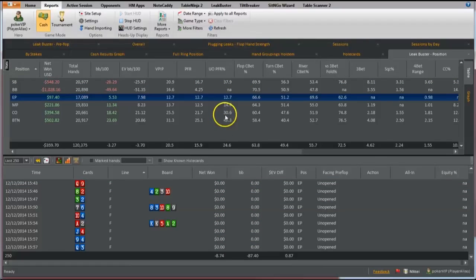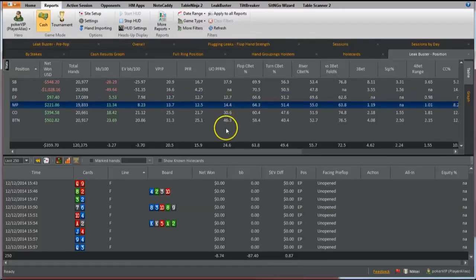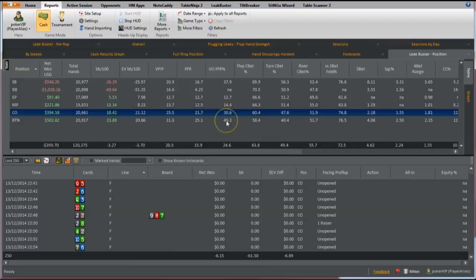so this is pretty close to what it should be. MP raise first in should be about 18%, and we can see here it is raising about 14.5%, so he's not raising as aggressively as he could be from MP, so that's going to have an effect on his overall VPIP and PFR also. Unopened preflop raise from the cutoff generally should be about 26, so here it is actually very aggressive from the cutoff in this particular situation.